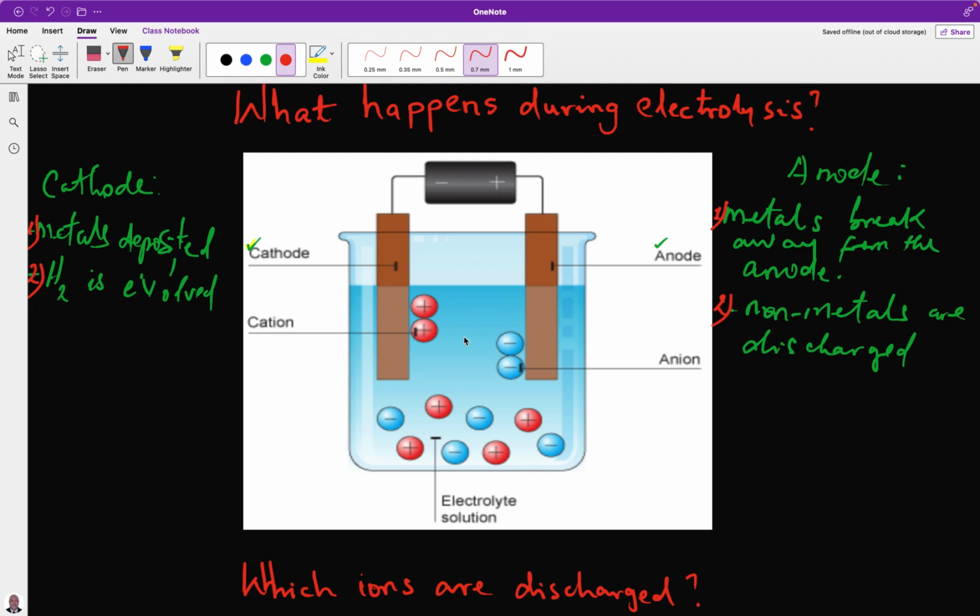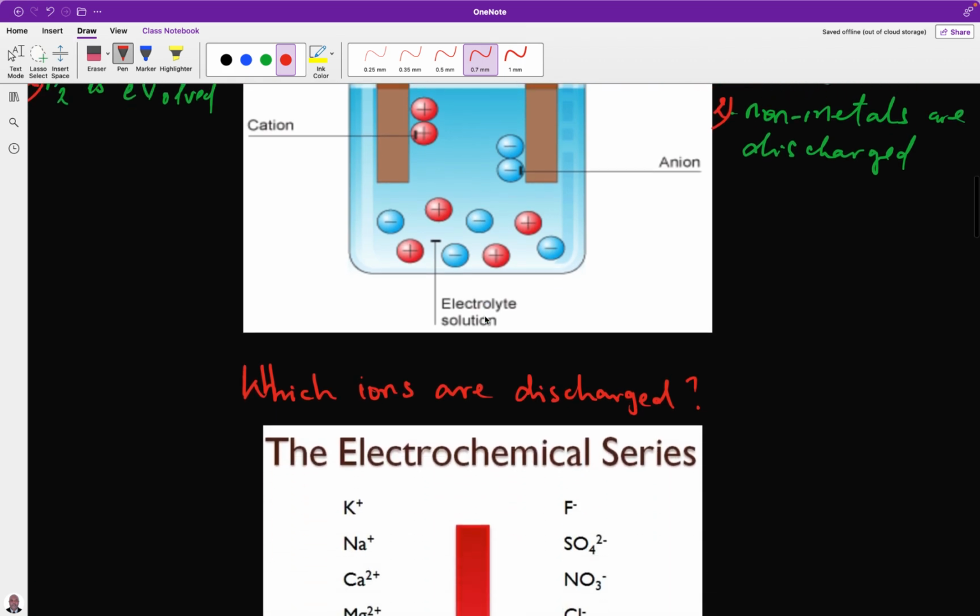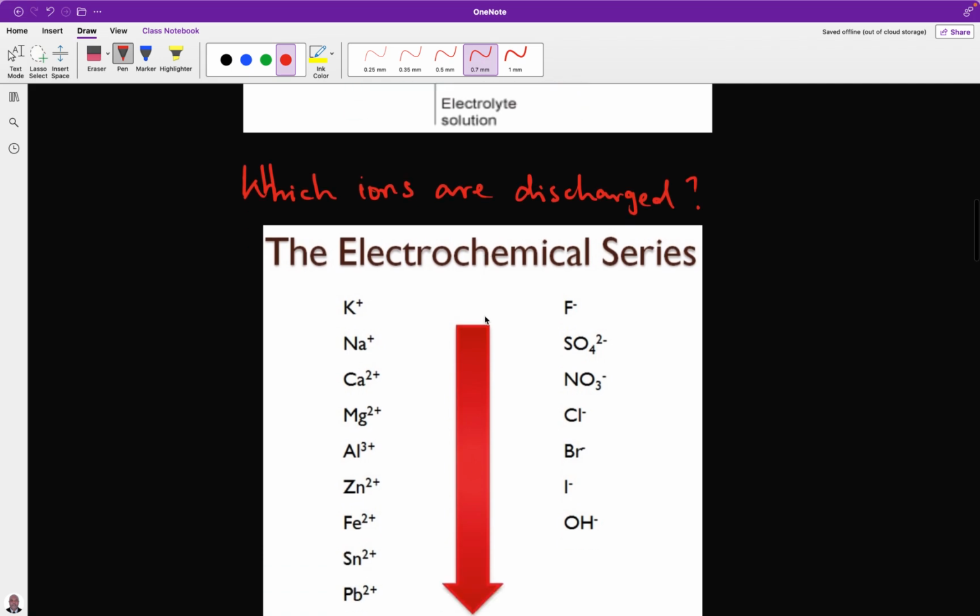Now, this drives us to the second section. How do we know which ion is discharged at the cathode or at the anode?